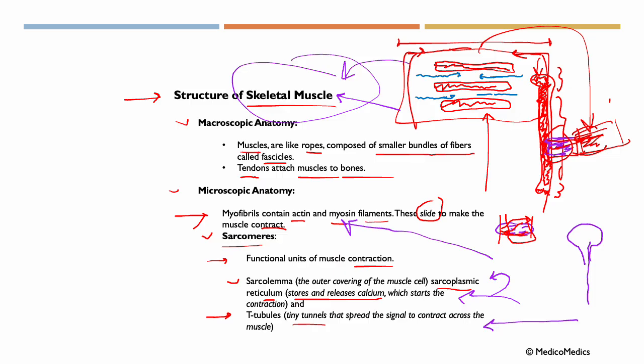So in summary then, muscles are made of bundles, fascicles containing fibers. Inside these fibers are myofibrils with sarcomeres that do the contracting. Then we have the supporting structures like the sarcolemma, the sarcoplasmic reticulum, and T tubules. These coordinate and control the contraction.